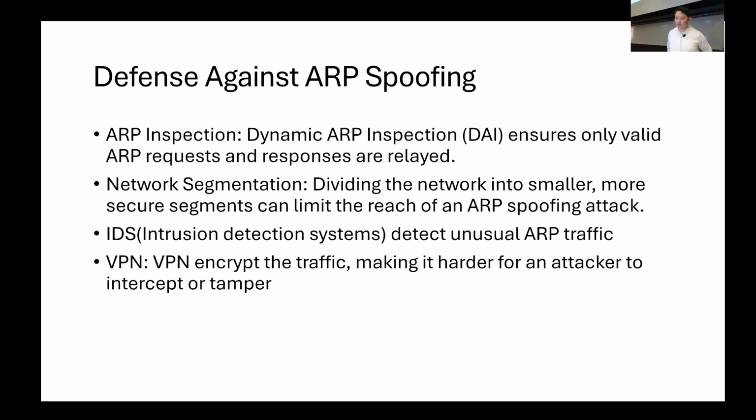Also, intrusion detection systems and VPN. ASU also uses a VPN, right? So what is the major role of a VPN? It encrypts all traffic, so you cannot see the contents of the packet. Last time I also mentioned SSL or TLS. So these can be solutions to prevent spoofing attacks.